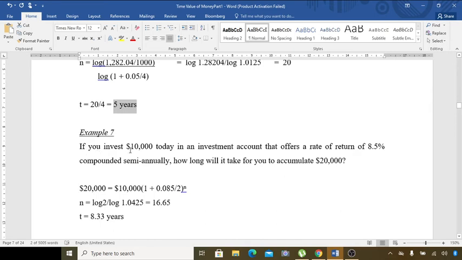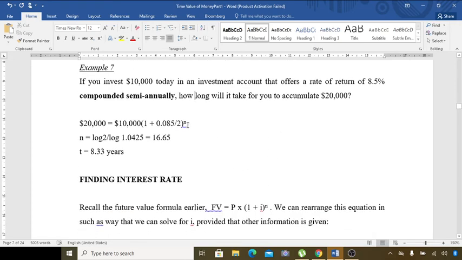Now, if you invest 10,000 today in an investment account that offers a rate of return of 8.5%, compounded semi-annually. So semi-annually is M equals to 2. How long will it take for you to accumulate $20,000? Applying the formula, now it should become handy to you. $20,000 is your future value, $10,000 is your present value, 1 plus 0.085 is your J, divided by 2, 2 is your M.